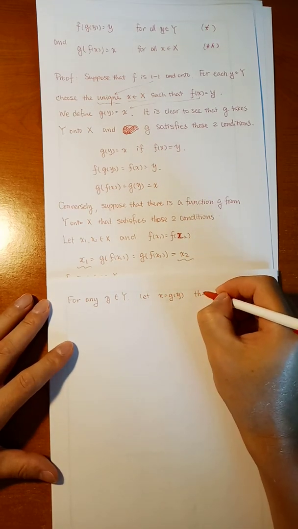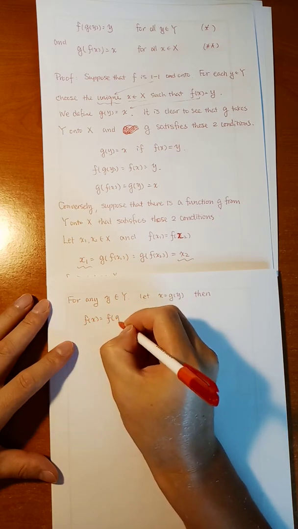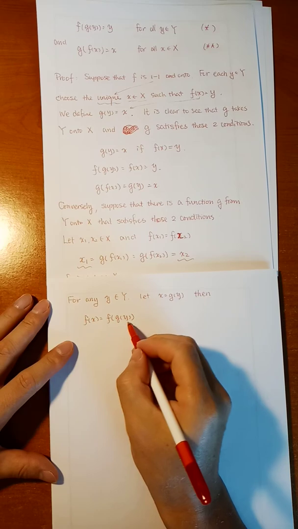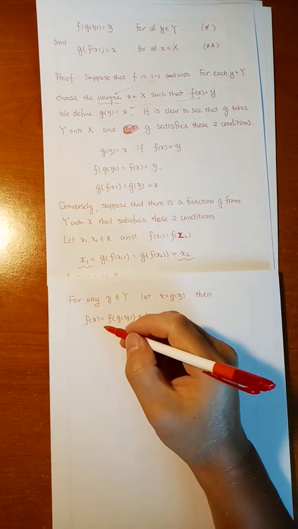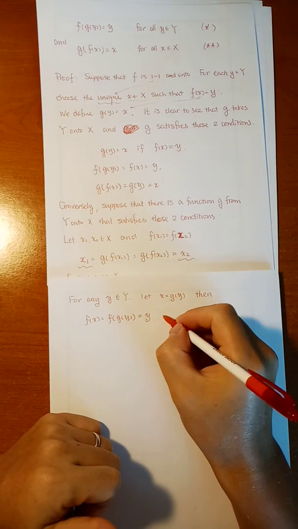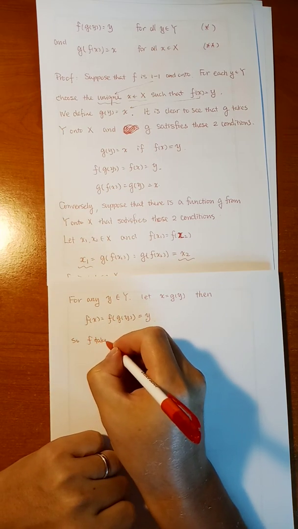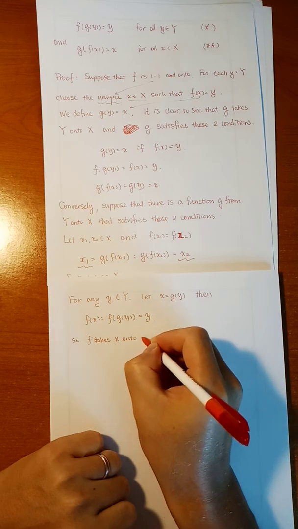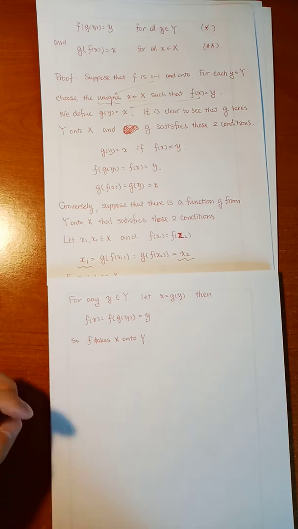Then what do we have? We compute f(x). f(x) is f of g of y. But f of g of y is y. So y is the image of x under f. So f takes x onto y.